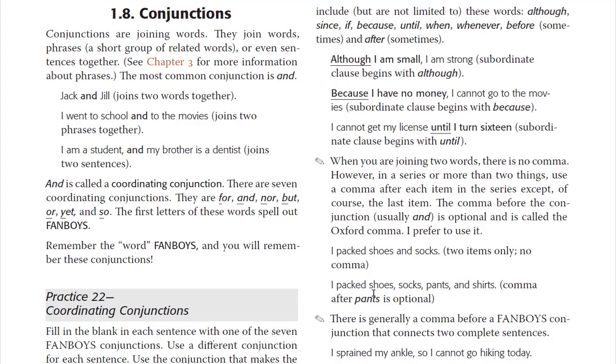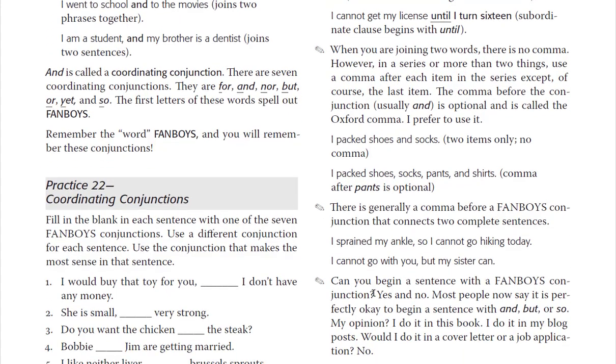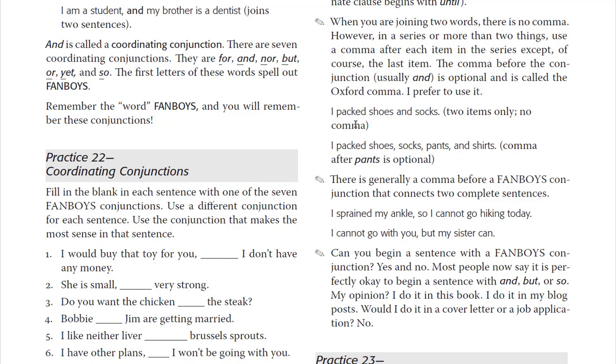So here are some more examples of conjunctions. I packed shoes and socks. So here you have a coordinating conjunction. I packed shoes, socks, and shirts. Another coordinating conjunction, and it puts together a bunch of nouns. And then a coordinating conjunction can also put together two sentences. I sprained my ankle, so I cannot go hiking. I cannot go with you, but my sister can. So these are known as compound sentences.